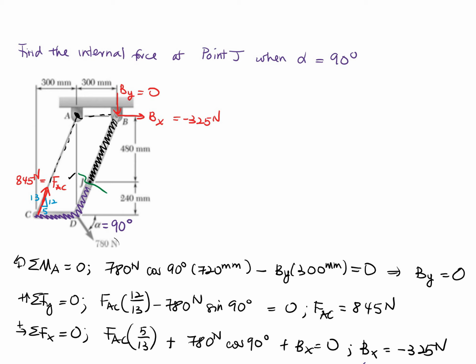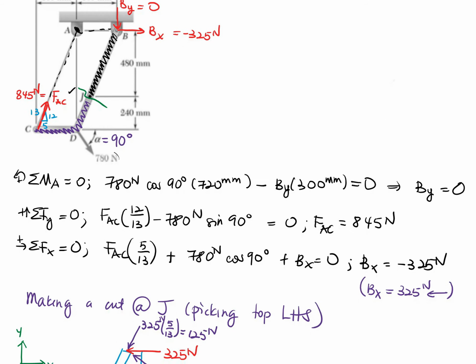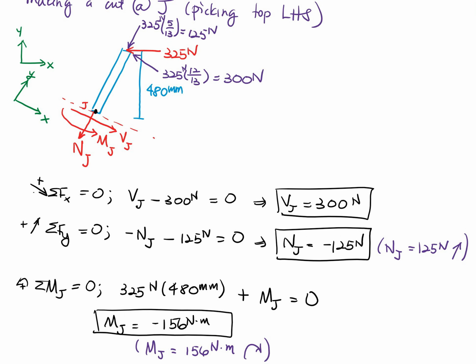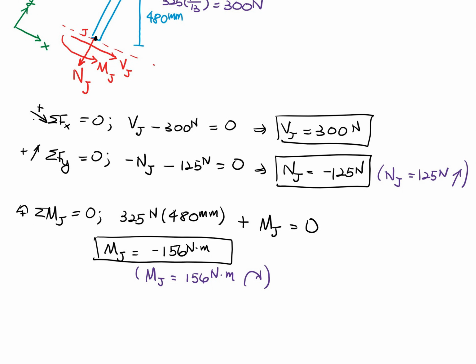So for a problem like this, what we want to do is find every single external reaction first. Once we found all of those, we're going to make a cut, pick whichever side is easiest for you. We sum moments about a point and then sum forces in X and Y direction. That's as simple as that. Internal forces, once again, very simple topic. Do not overcomplicate it for yourself.